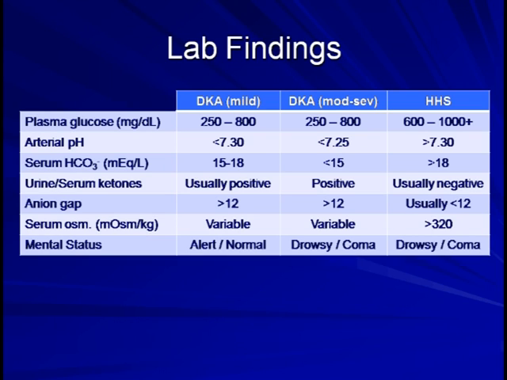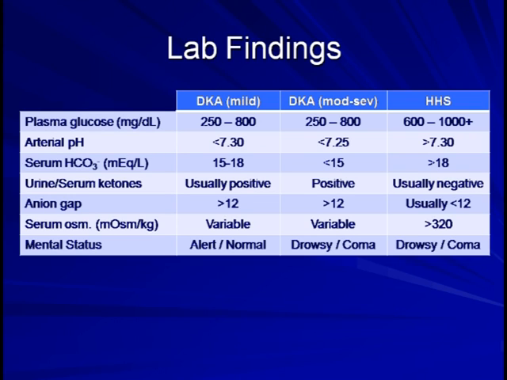Mental status in mild DKA is usually normal, while in severe DKA and HHS it's usually altered. The alteration in consciousness seen in moderate to severe DKA is generally from either acidosis or dehydration, more so than from hyperosmolarity, which, as I've stated before, is the cause in HHS.